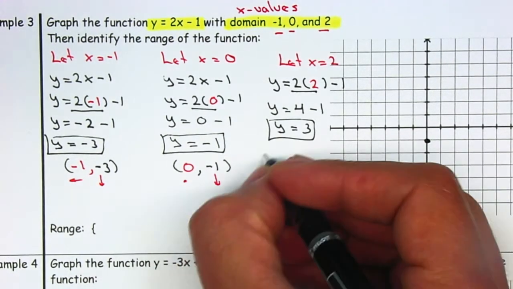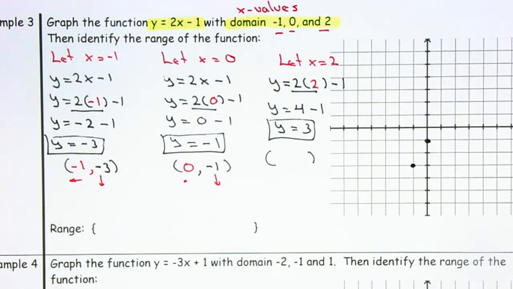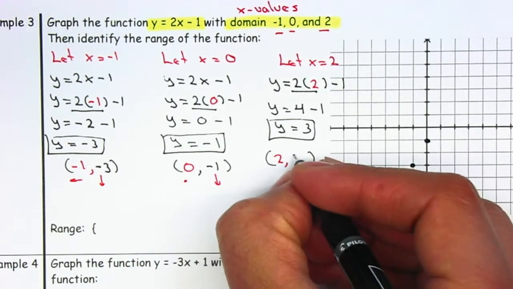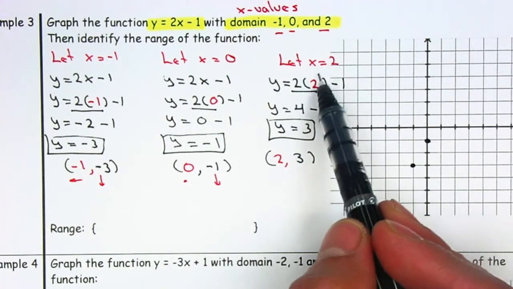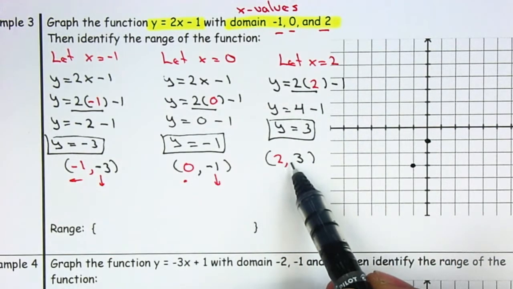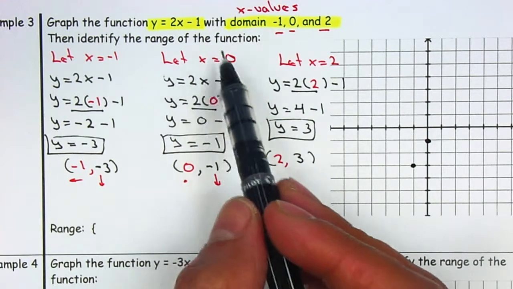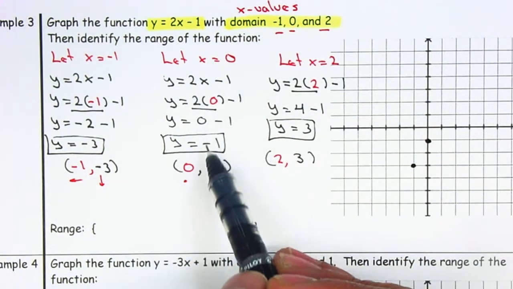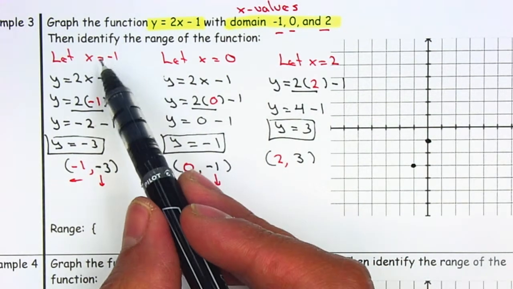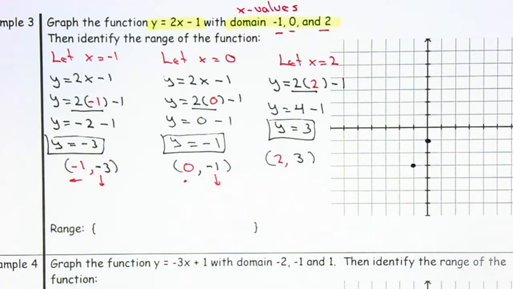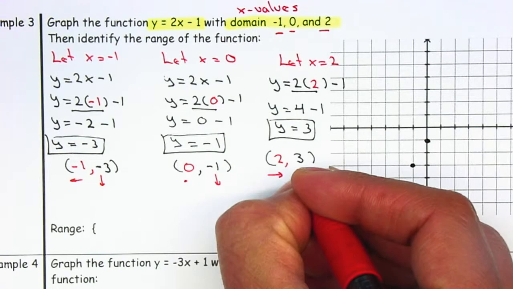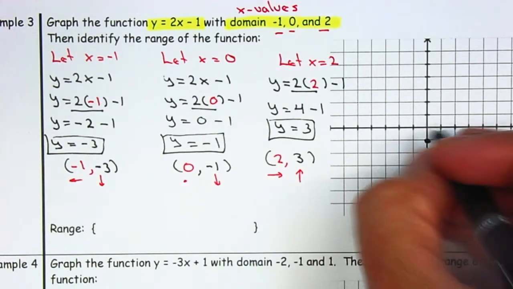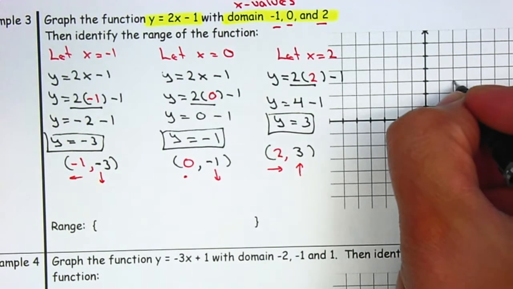So my point will be, if x is 2, the output value was 3. Remember, that's what we call an input, because we can input an x and out comes a y. So the input, the output. The last one was 2 to the right and up 3. So that means we're going to go 2 to the right and up 3 here.